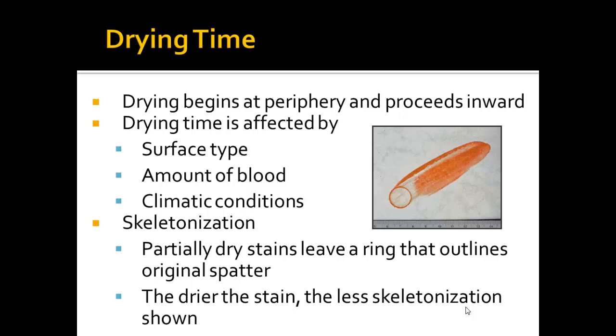And there's this effect called skeletonization. It's in the picture shown there. That's when the outside has started to dry and something goes and wipes through the blood and a ring is left behind. The longer that the stain is left undisturbed, the more it dries and the less skeletonization you're going to have. We will play with that on probably Wednesday.